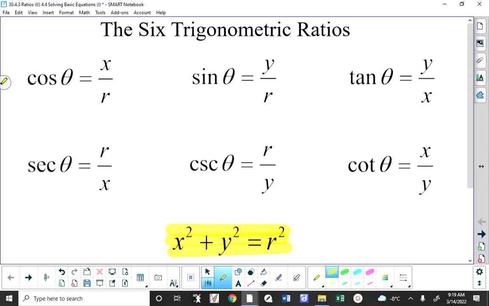So if cosine of theta is x over r and secant is the reciprocal of cosine, then secant of a rotation angle is r over x. Cosecant of theta is defined as the reciprocal of sine, and the reciprocal of y over r, which is sine of theta, would be r over y. And then cotangent and tangent are reciprocals of each other, so if tangent of theta is y over x, then cotangent of theta would be the reciprocal of y over x, x over y.